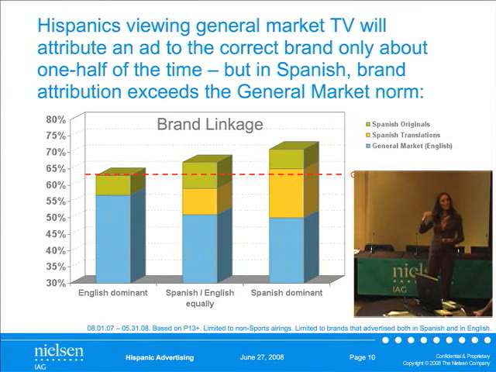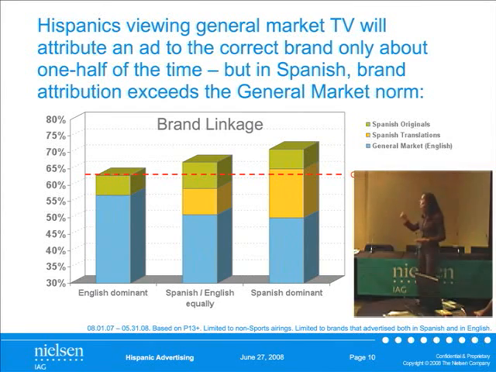So when Spanish-speaking individuals come in and watch English language programming, they are far less likely to correctly attribute the brand, even if they do remember the ad, than is the English language norm. That's the difference between the height of the blue and the red norm bar, right? So they're less likely to remember it to begin with, and then on top of that, if you remember it, less likely to correctly attribute the brand.